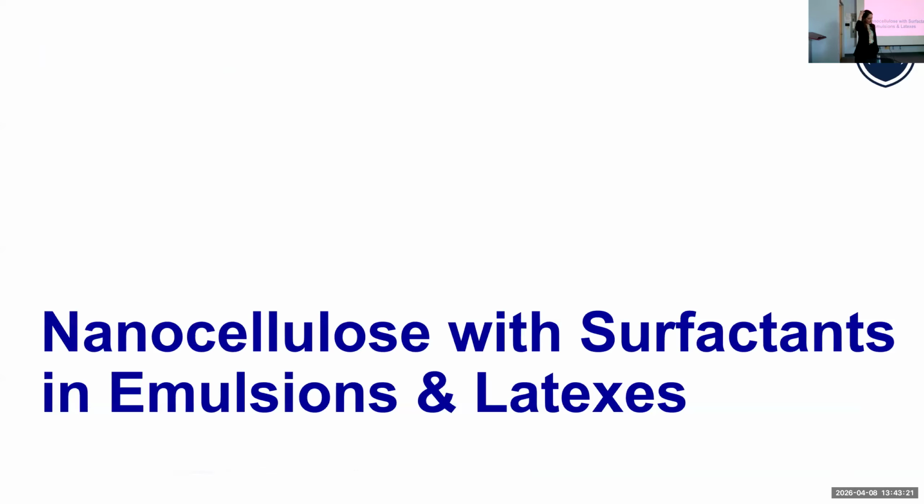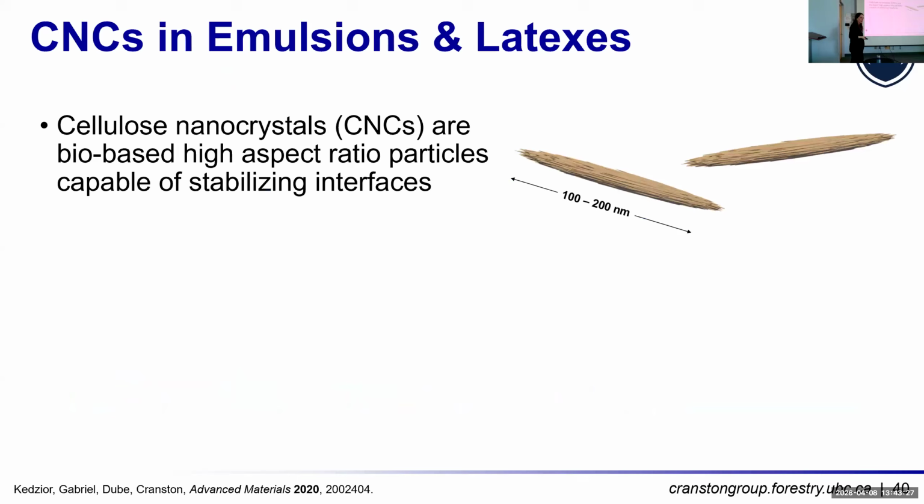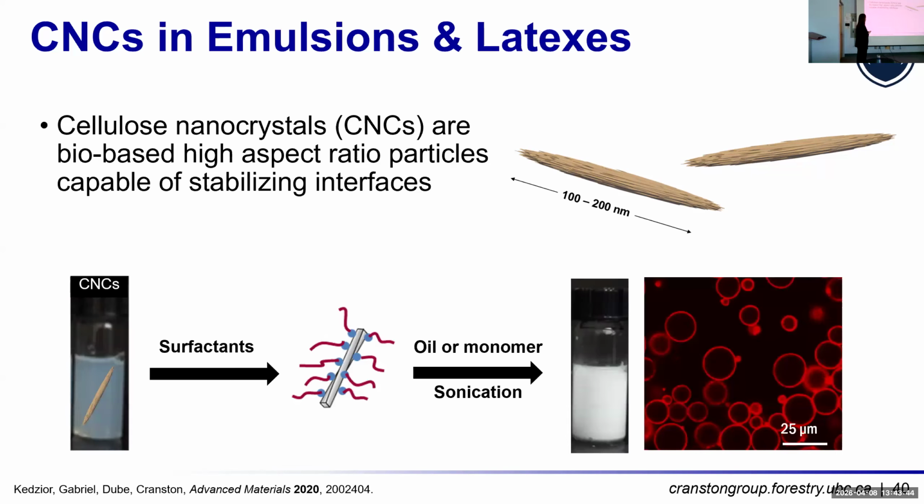The next example is heading back to nanocellulose. In this case, nanocellulose with surfactants. And so I've already told you that cellulose nanocrystals are these rigid toothpick particles. They're great at stabilizing interfaces. So oil-water interfaces, air-water interfaces, they make like a mesh, and you don't need very many, and they really stabilize and make for great, strong interfaces.